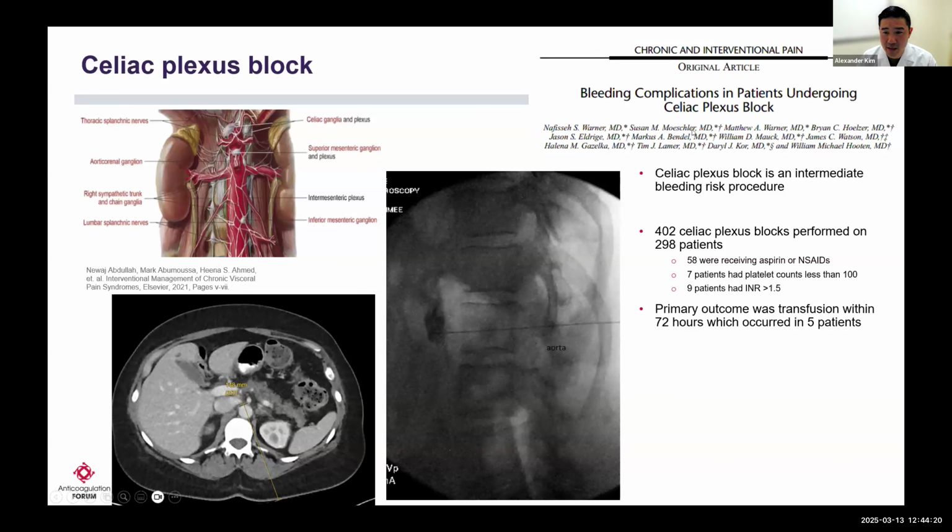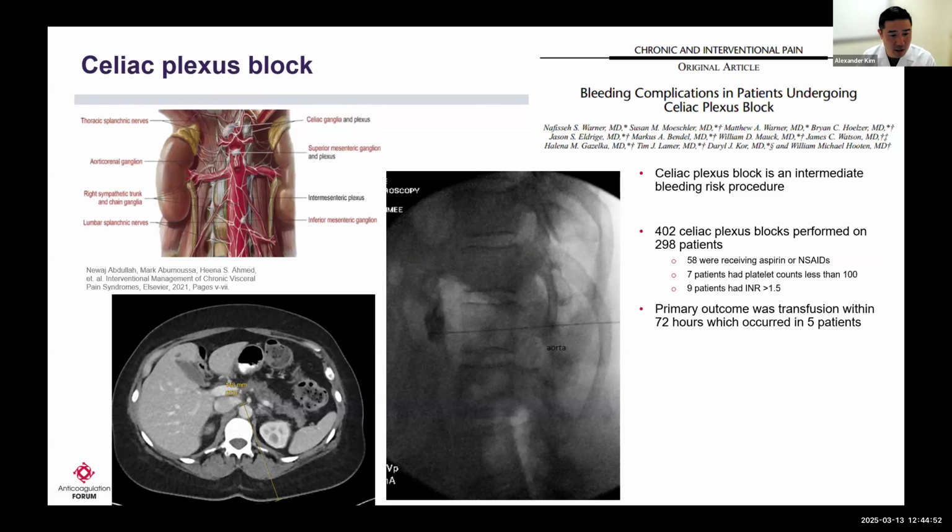So this was a study by this group regarding bleeding complications in patients undergoing a celiac plexus block. And just for reference, it's considered a moderate bleeding risk procedure. It was 402 celiac plexus blocks performed on 298 distinct patients, and 58 of them were receiving aspirin or NSAIDs. 7 patients had thrombocytopenia, and 9 patients had an elevated INR of greater than 1.5. The primary outcome was transfusion within 72 hours, which occurred in 5 patients.